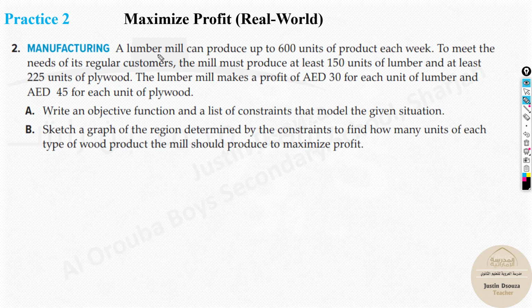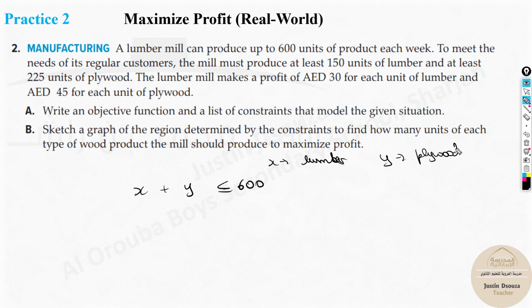Now here, let's look into the question. A lumber mill can produce 600 units of product each week. So I'll just write it out: 600 products each week. They have not told exactly which products, but because I know there are two different types of products, X plus Y can produce up to, must be less than or equal to 600. Maximum capacity is 600. To meet the needs of the regular customers, the mill must produce at least 150 units of lumber. So X will be lumber. And Y is plywood. That's the other one.